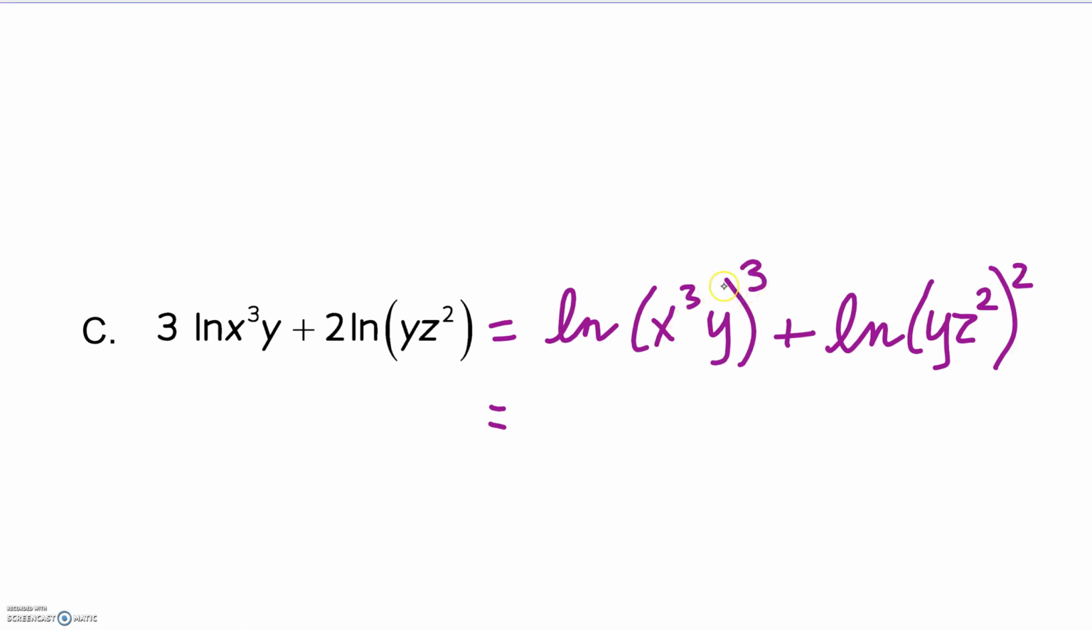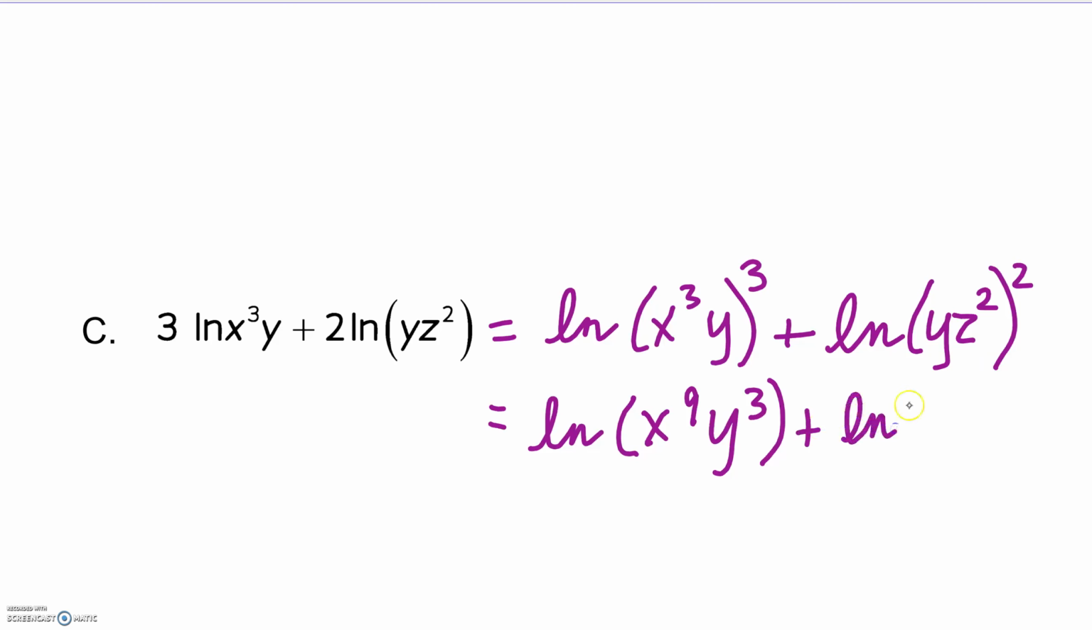And then you just distribute this 3 here, because raising a power to a power, remember, you just multiply the powers. So this would become the natural log of x to the 9th y cubed plus the natural log of y squared z to the 4th.